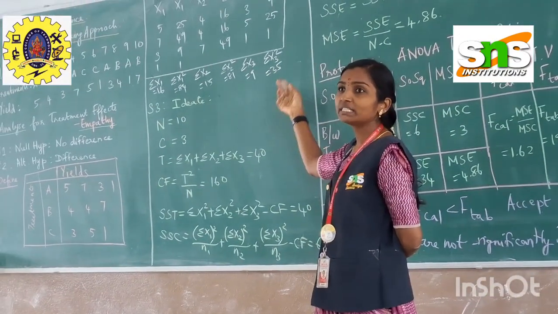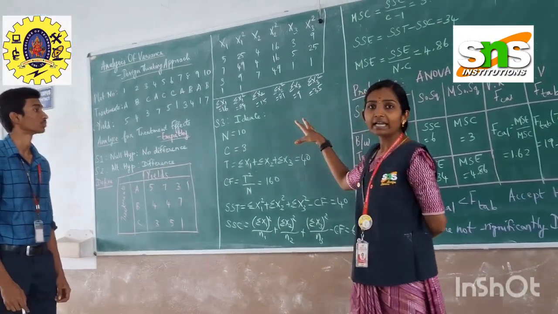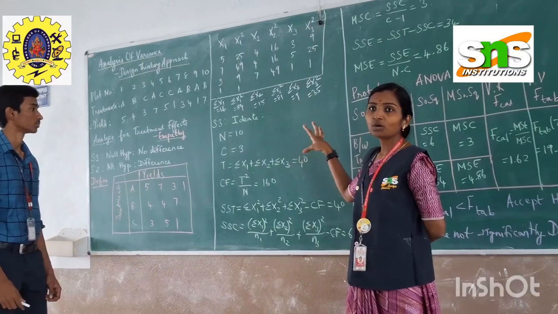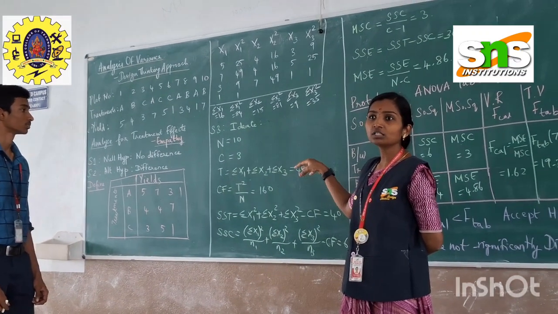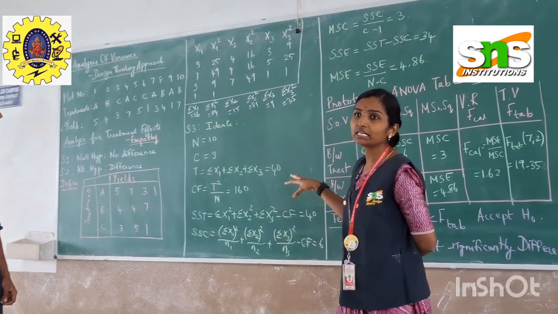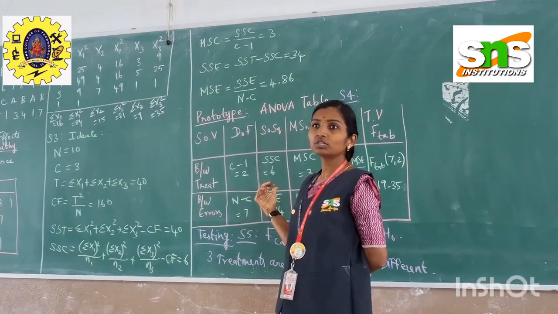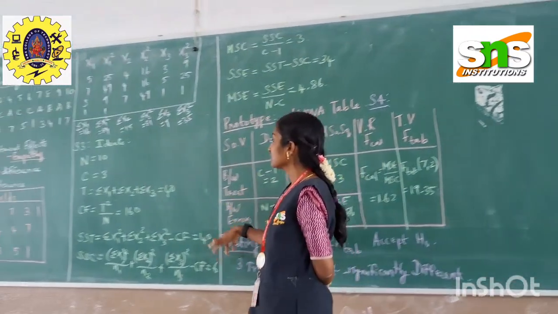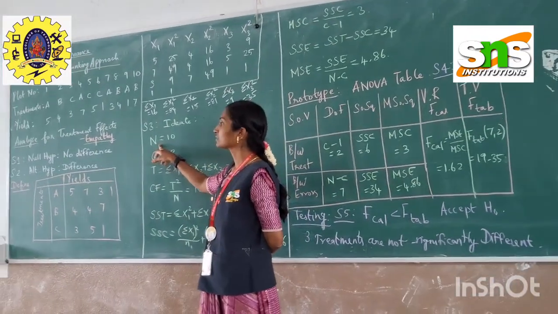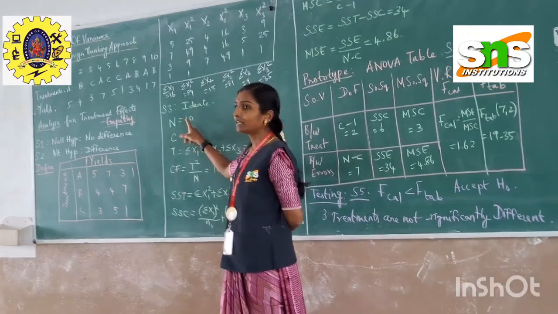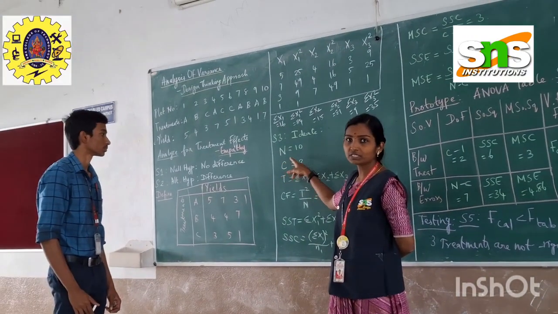And what do we do in step number 3? We will be ideating the process. What do we ideate here? We will have all the formulae to compute the necessary requirements for the prototyping here. So what are the needs here? First one is N equal to 10. N is the total number of observations, which is 10.